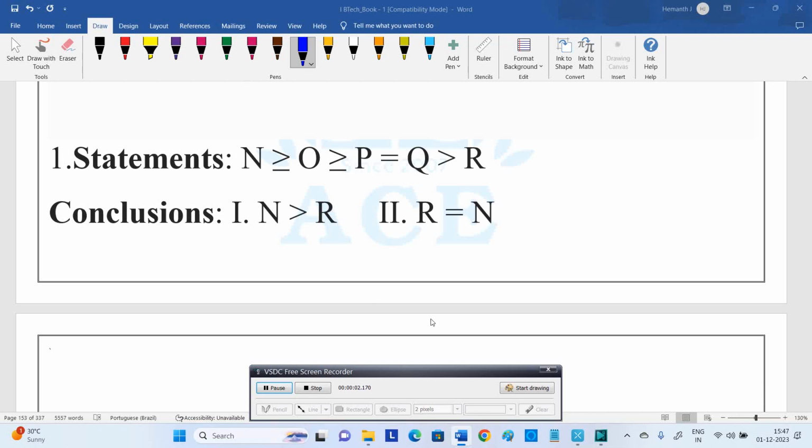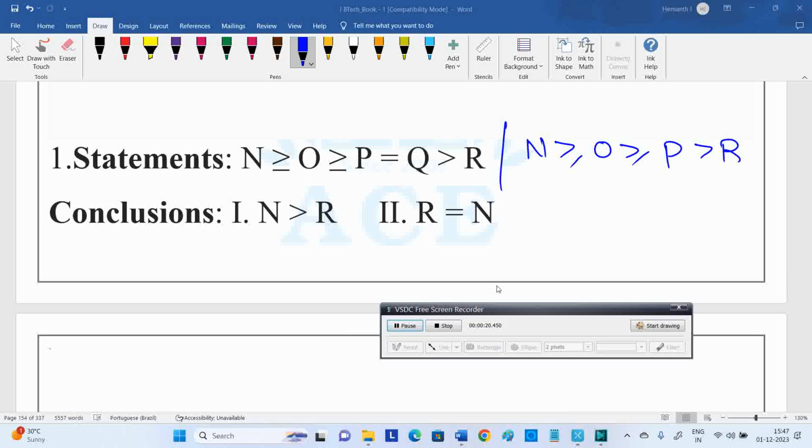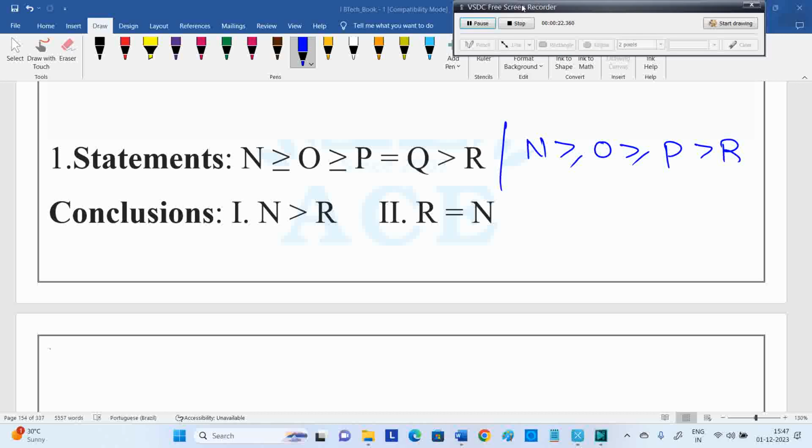Yeah, let's see about the first question. Here, what they have given throughout the path: when P equal to Q is there, what you can do? Among P and Q, you take only one among that. That's sufficient. As P and Q both are equal, you take one among that. That is sufficient. Okay. Now they are asking conclusions.